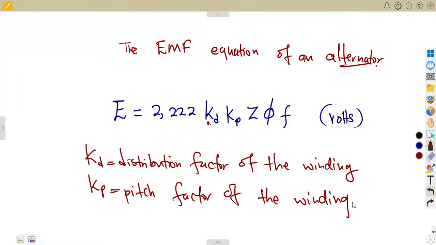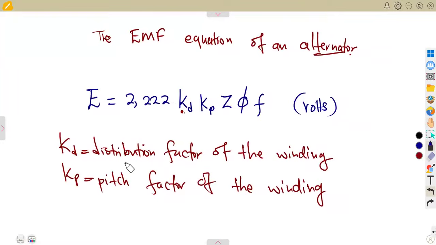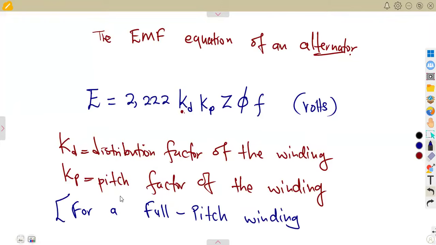So this is what you actually need whenever you are given this. And whenever you are given a condition where you're dealing with a full pitch winding, you are going to use Kp equal to 1. For a full pitch winding, Kp must be equal to 1.